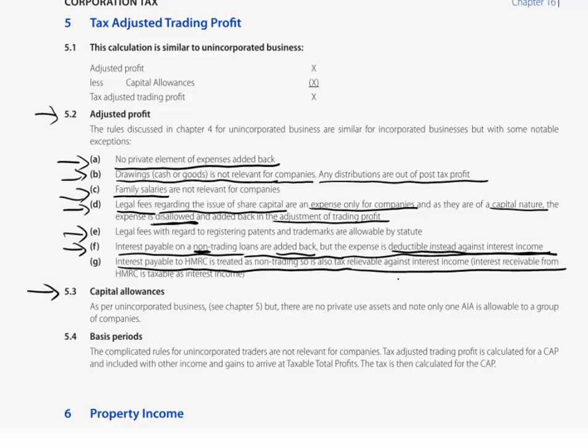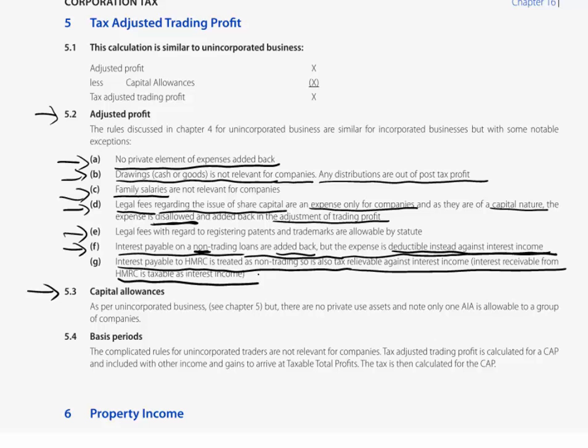What we also have, this final point, if we have interest receivable from HMRC, it is to be treated as interest income. Now you might be thinking, why would HMRC be paying us interest? Well, it's possible that we've overpaid our tax. We made an estimated corporate tax payment, and as it turns out, we overpaid.